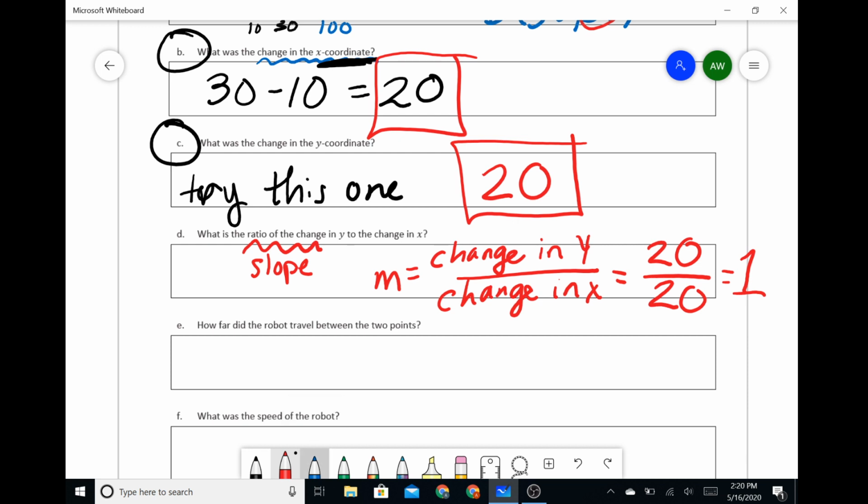So our answer here, our ratio of change, right? Ratio, this can mean fraction. In high school mathematics, usually we look at ratios as fractions, right? So when we talk about the ratio of change, we're talking about the slope, which we put in the form of a fraction. The change in y over change in x, 20 over 20, which is 1. If you have any questions about that, go ahead, throw it in the chat. If it feels okay to you, we'll move on to part E.